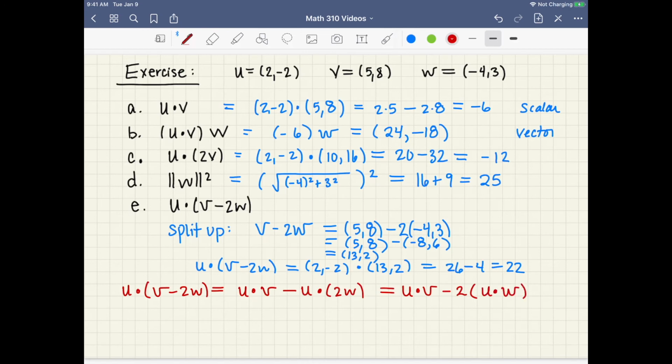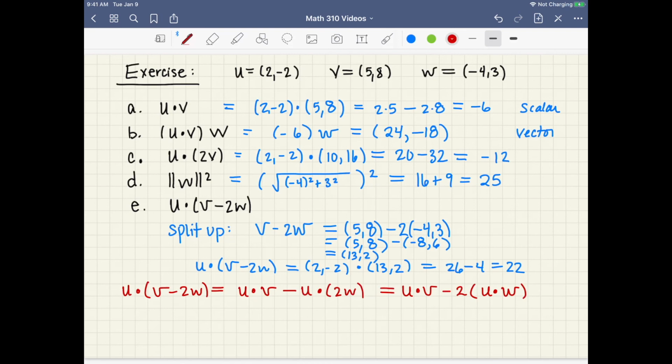And as you work through this, you should check with yourself that all of this makes sense, that we should be ending up at the end of this calculation with a number, because a dot product will give us a number, and a dot product will give us a number, multiplied times a number will give us another number, and when you subtract them you get another number.